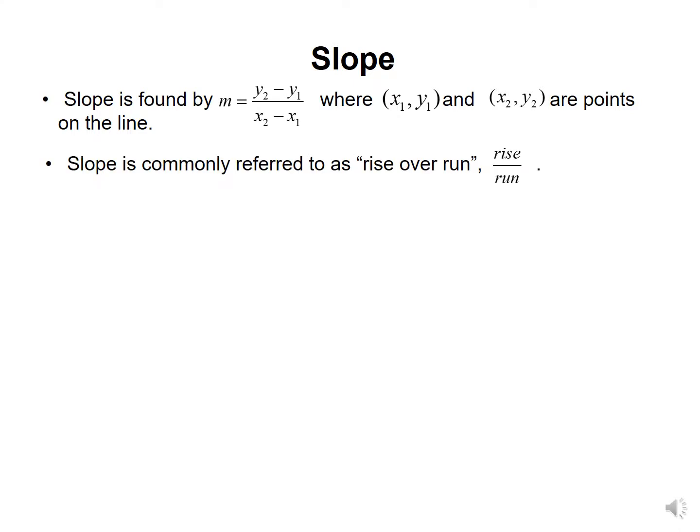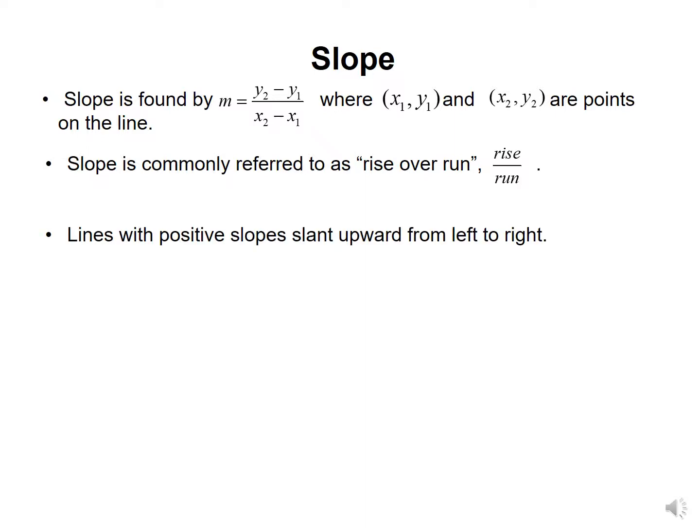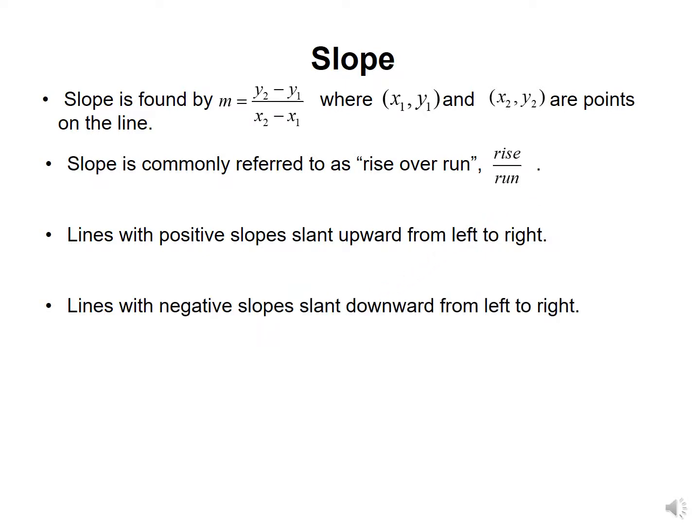Slope is commonly referred to as rise over run, and that's because if you look at the formula, you subtract the y values, that tells you the difference in the height, so how much it rises, and the x's when you subtract, that's how much you move horizontally, or the idea is that's what you would run. Lines with a positive slope will slant upward from lower left to the upper right, and then of course if you have a negative slope, they go downward from the upper left to the lower right.